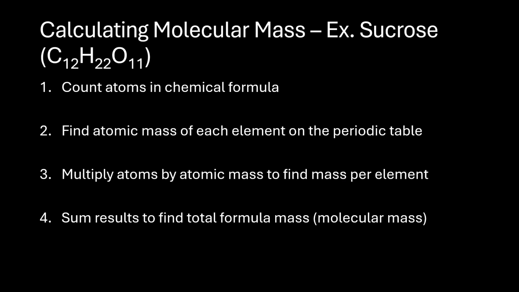Now let's go ahead and do an example of calculating molecular mass, and we're going to use sucrose as an example because sucrose is a little bit more of a complex molecule than, let's say, water. The chemical formula for sucrose is C12H22O11. The first step in these problems is to count the atoms in the chemical formula. For this, we're going to look at each of the subscripts next to the symbols for each of the elements. For carbon, we have 12 carbon atoms. For hydrogen, we have 22 hydrogen atoms, and for oxygen, we have 11 oxygen atoms.